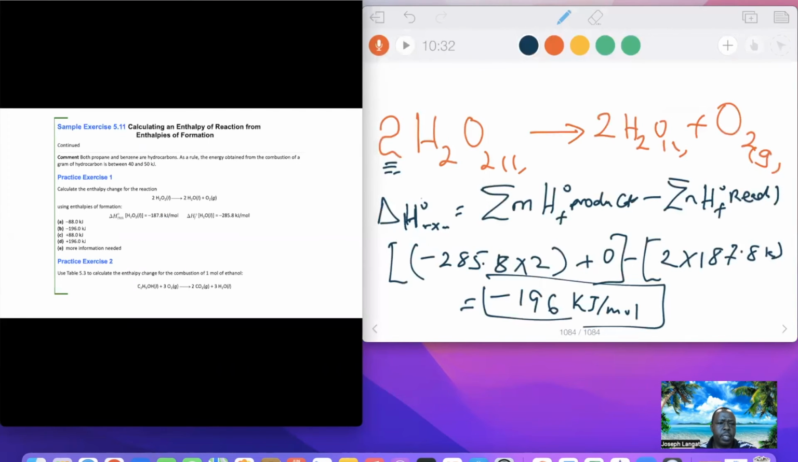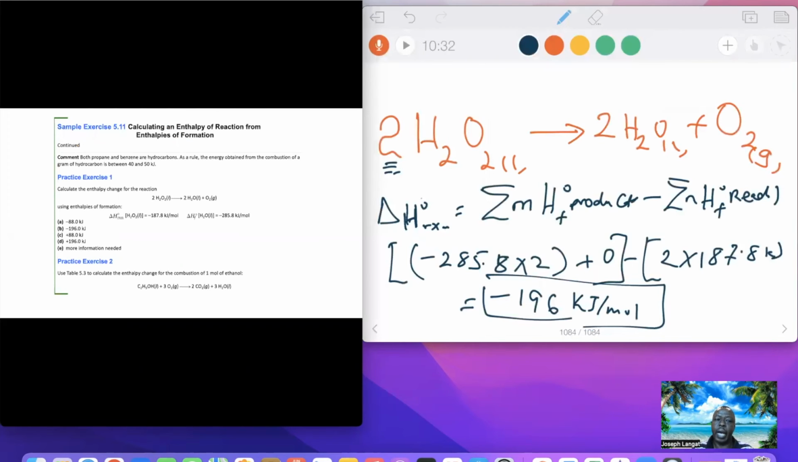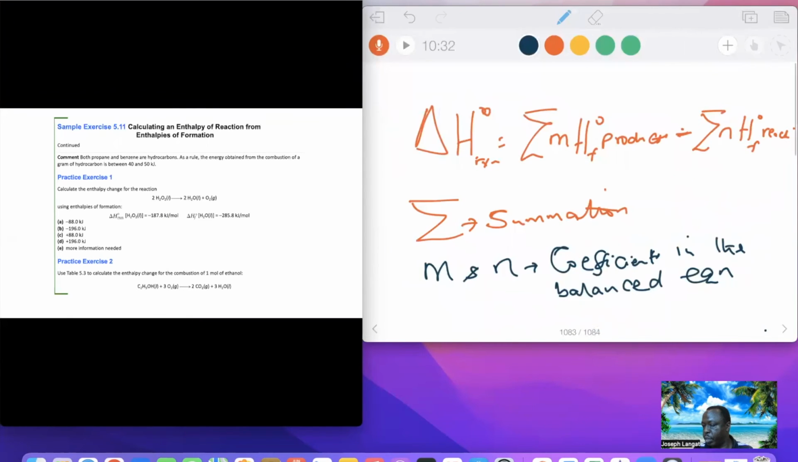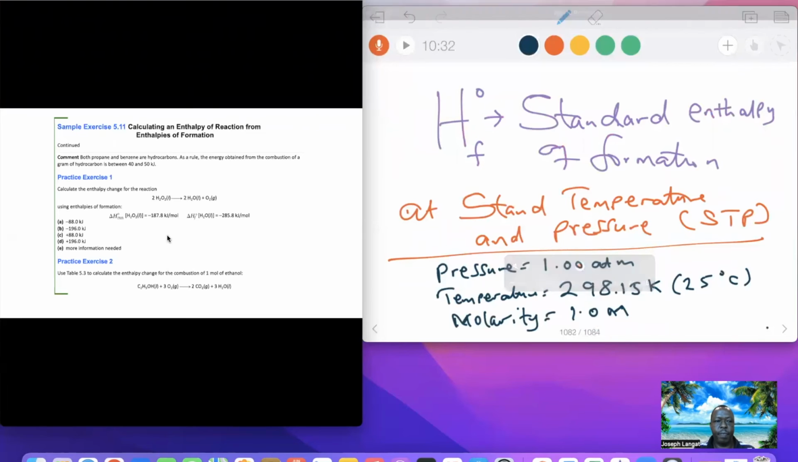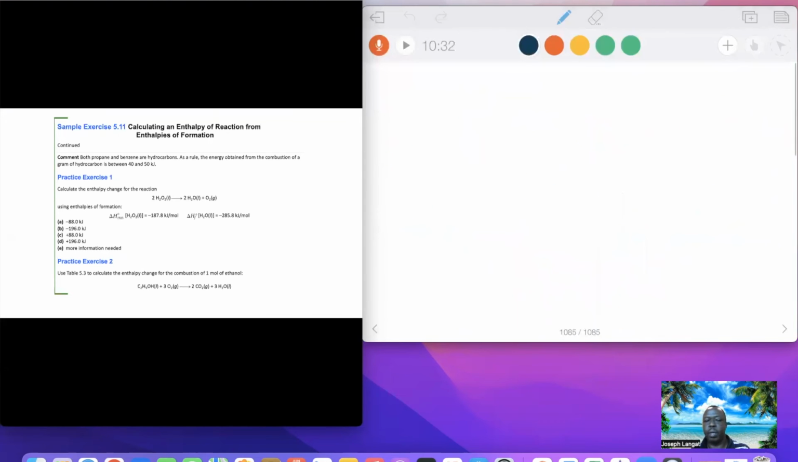You can try practice exercise 2, use table 5.3, combustion of ethanol. That's enough for our enthalpy of formation. And by the way, when you see this superscript naught up there, it means standard enthalpy of reaction, and we use the standard enthalpy of formation.